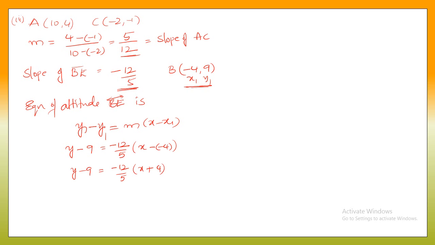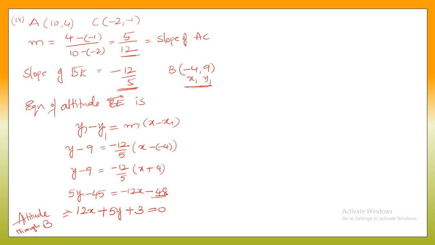When I do cross multiplication, this 5 will be multiplied with y minus 9. So 5y minus 9 fives are 45, is equal to minus 12 into x is minus 12x, minus 12 fours are minus 48. When I transpose the values, minus 12x becomes plus 12x, plus 5y minus 48. If I transpose, it becomes plus 48. That gives me plus 3 is equal to 0. So clearly the answer is 12x plus 5y plus 3 is equal to 0. This is nothing but my altitude through B.